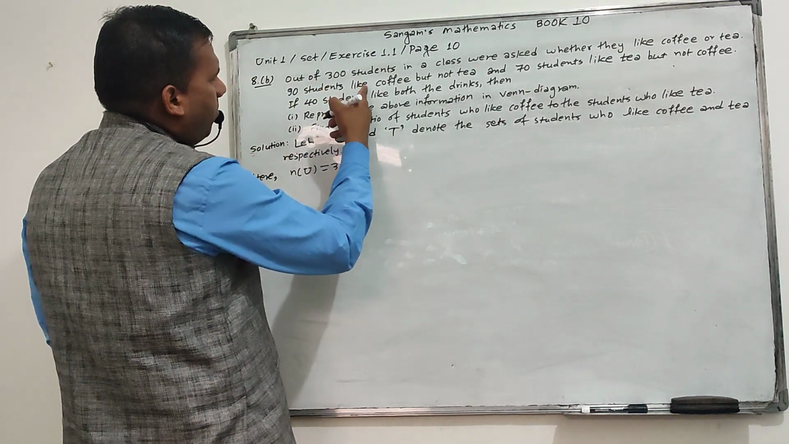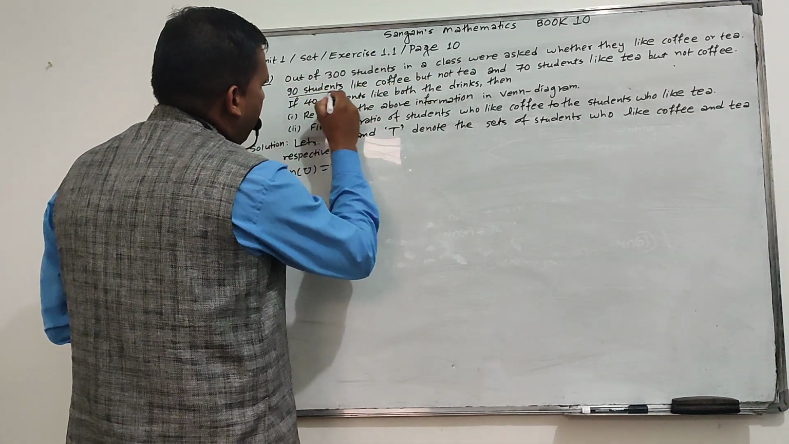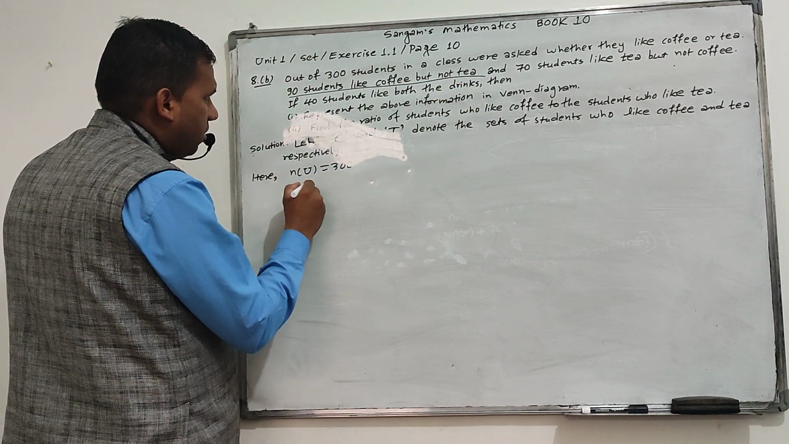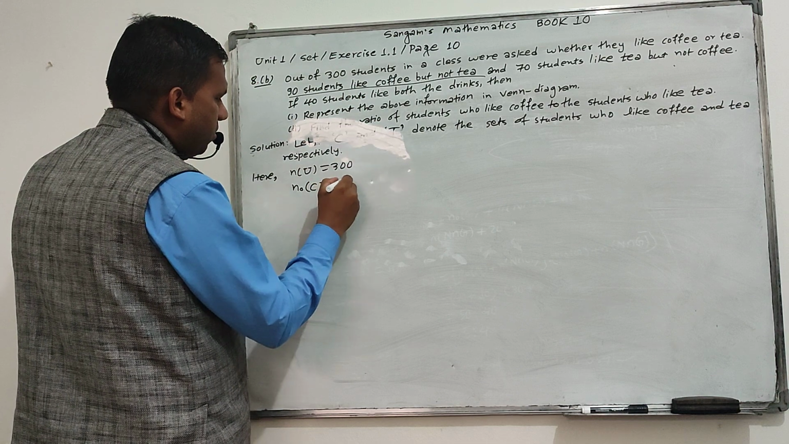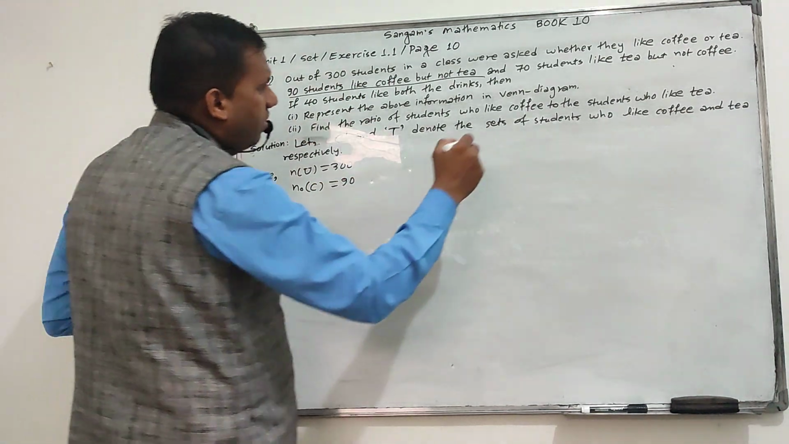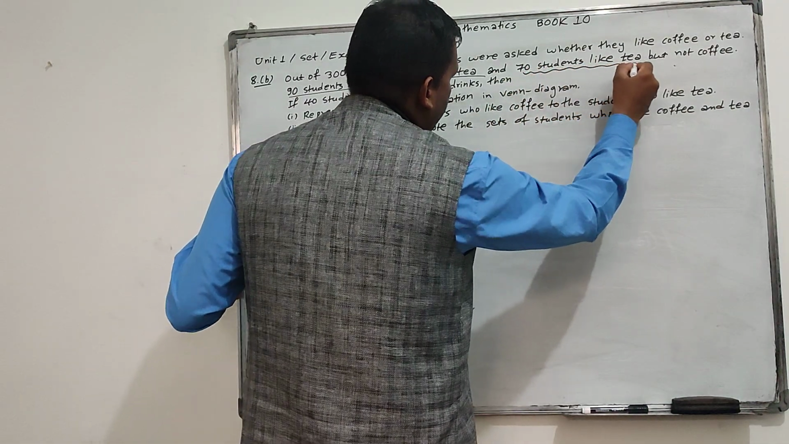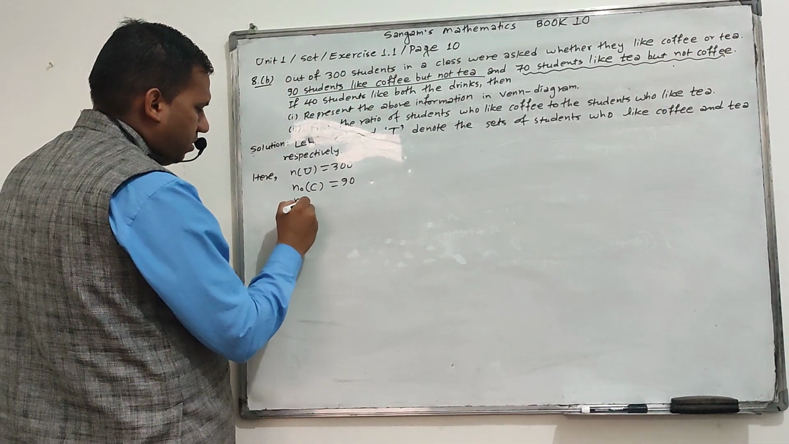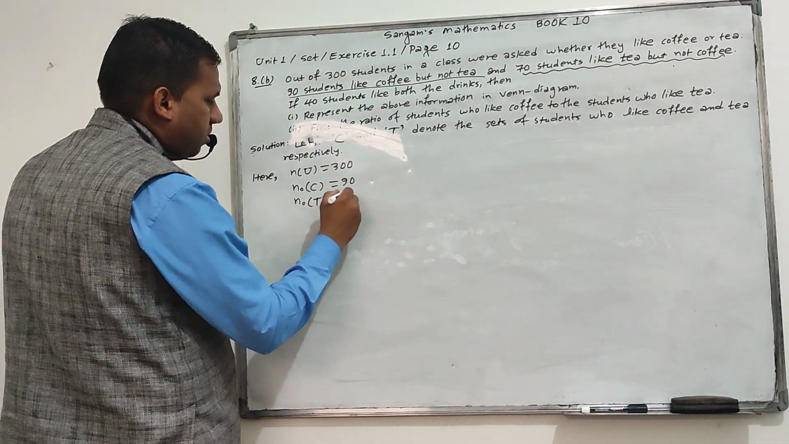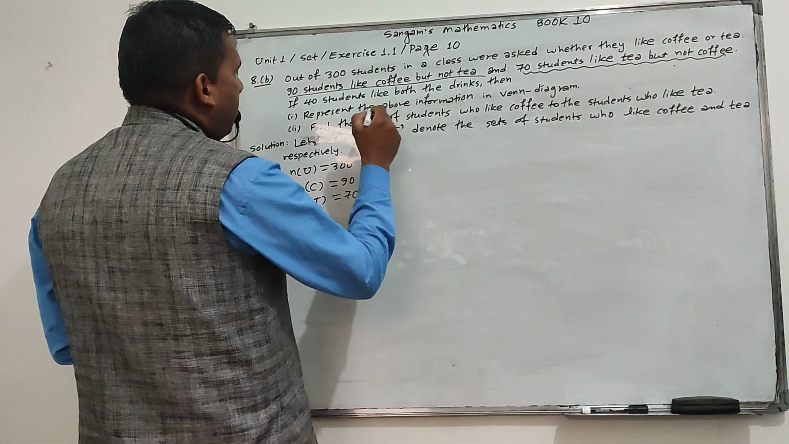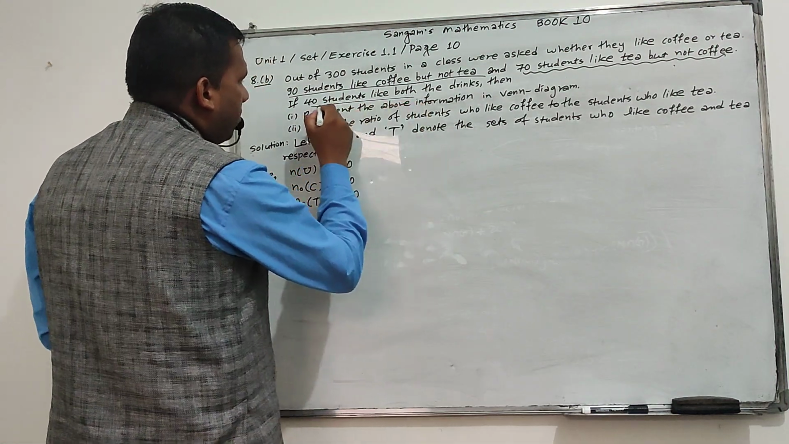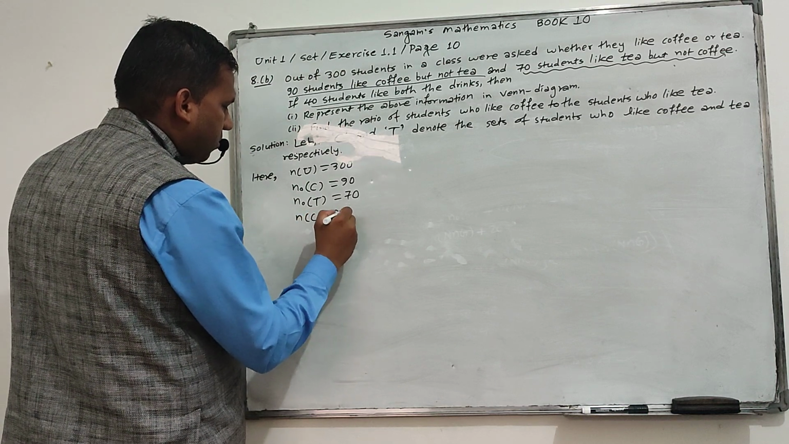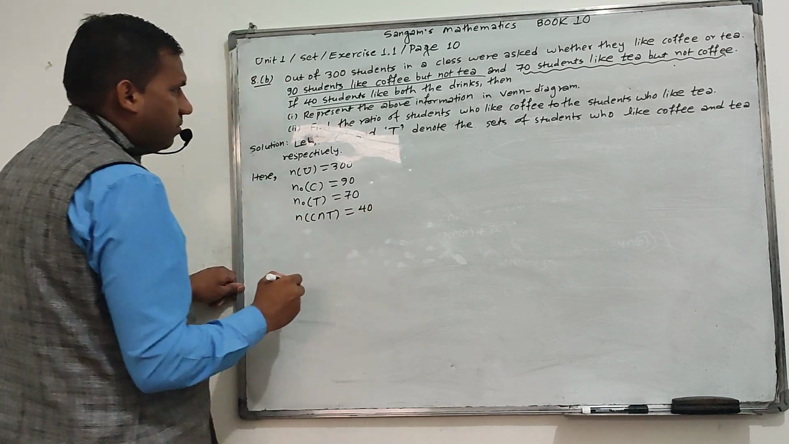90 students like coffee but not tea. It means n naught T... that is, coffee only equals 90. Similarly, 70 students like tea but not coffee. It means n naught C, tea only, equals 70. 40 students like both. Both means intersection. So number of C intersection T equals 40.